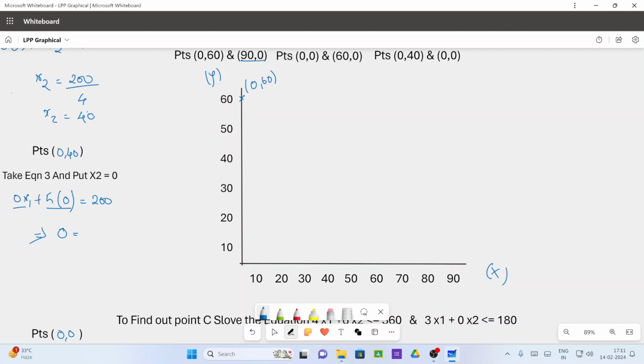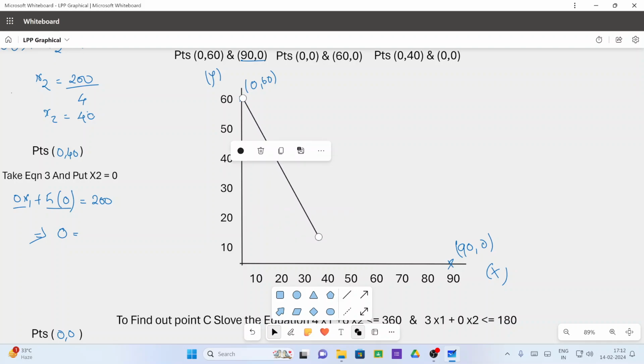The next point is 90, 0. So on the x-axis it is 90 and on the y-axis it is 0. So 90, 0 will be here. Now we have to draw a line between these two points. So the line we have drawn.